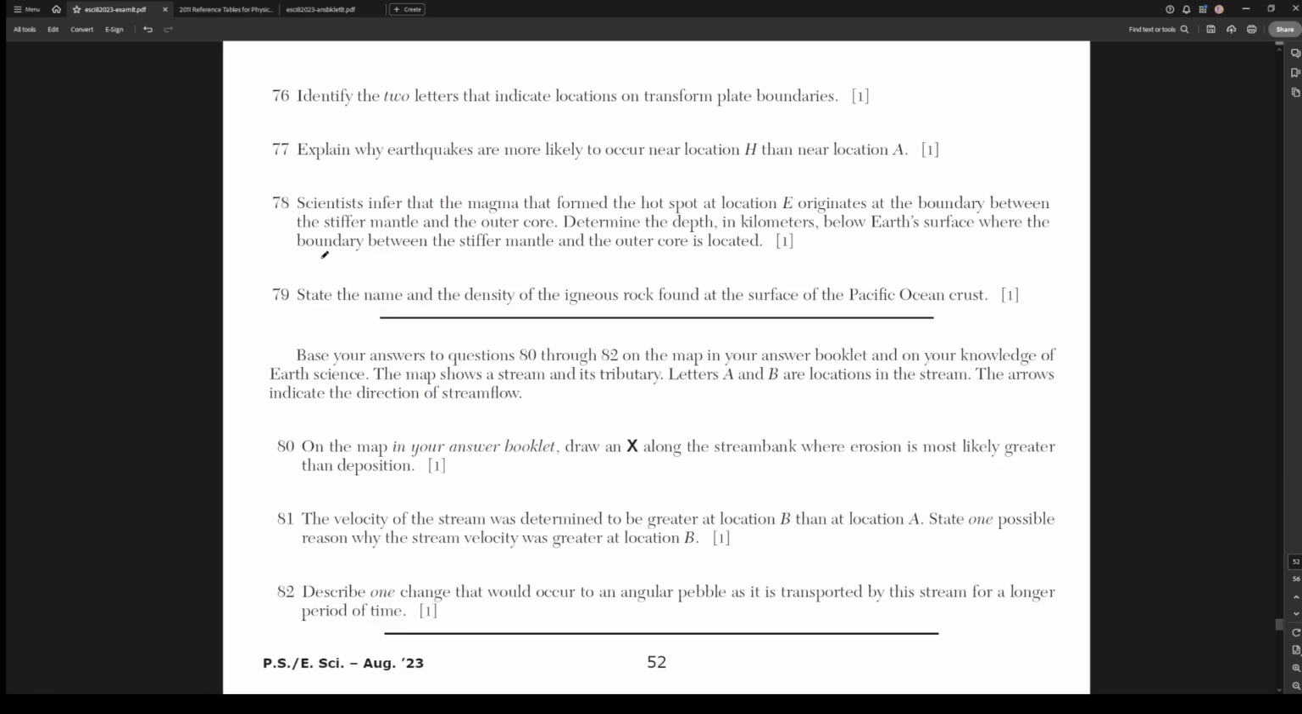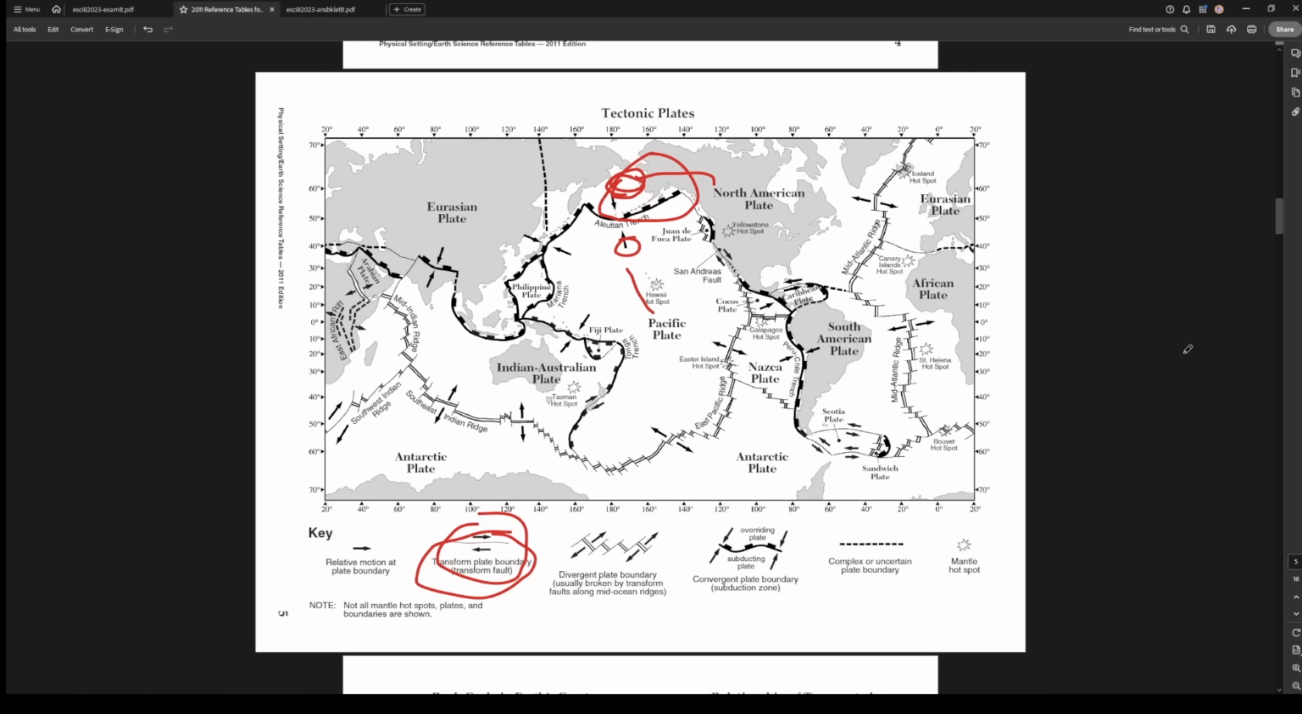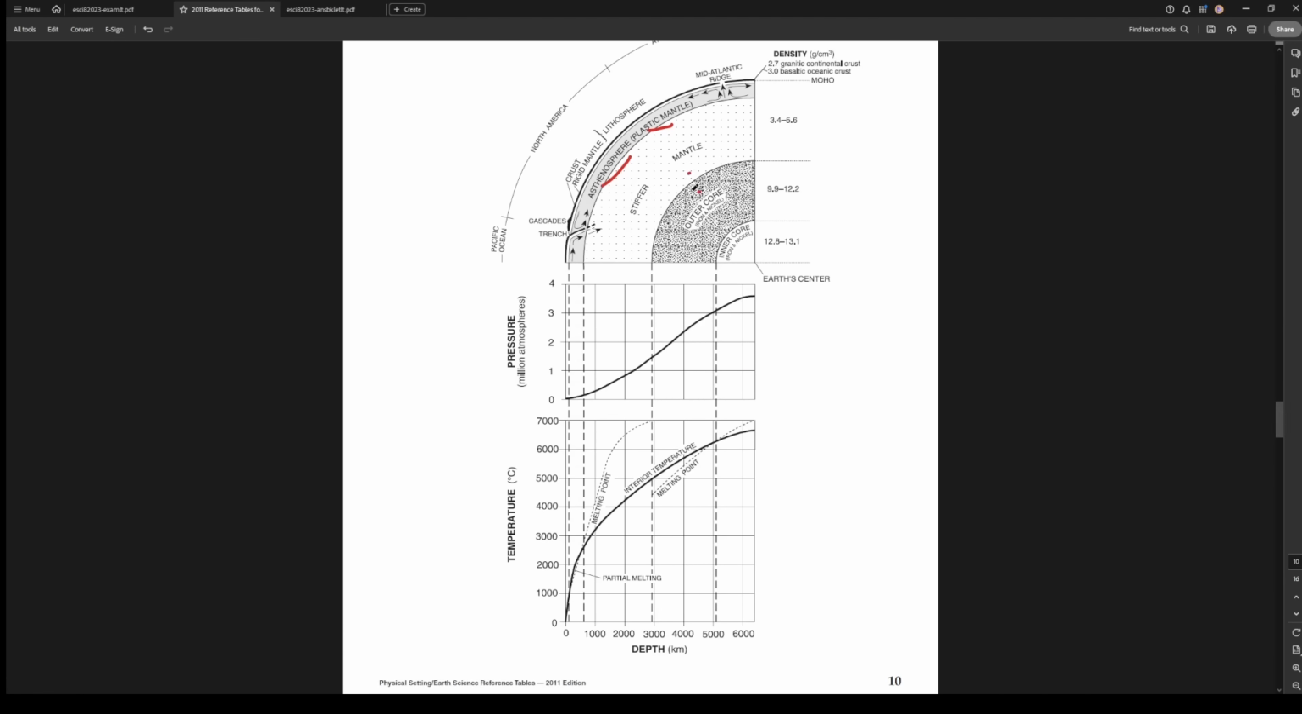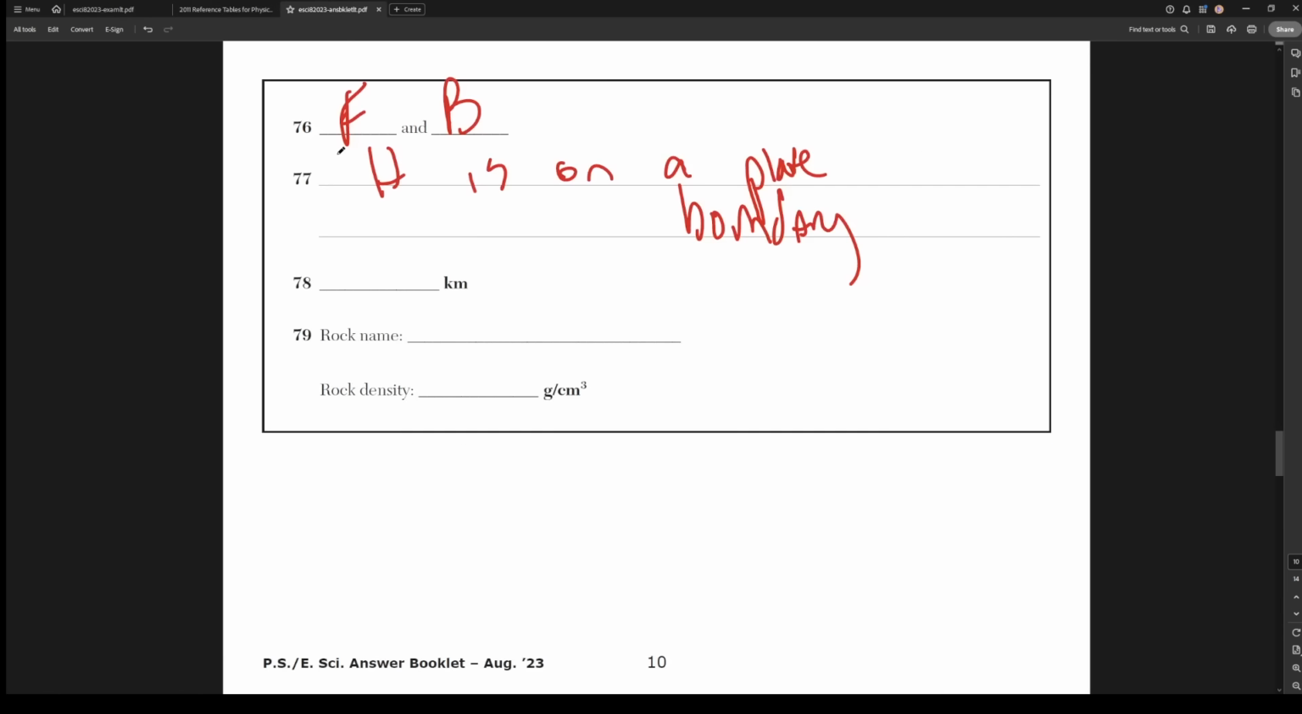Alright, 78. Scientists infer that the magma that formed the hotspot over E originates at the boundary between the stiffer mantle and the outer core. Determine the depth where that would be. Okay, so this is going to be page 10. Stiffer mantle, outer core right here. Go all the way down, follow this down. The depth is right there, 2,900 kilometers about.